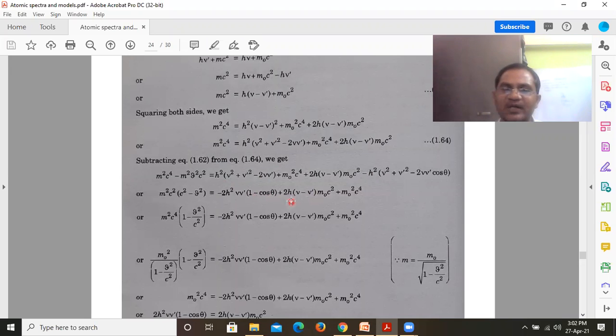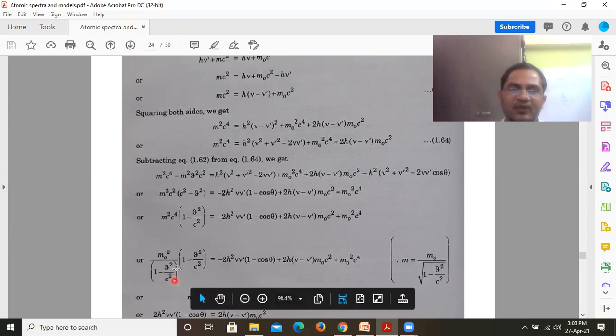Plus remaining terms: 2h(ν − ν′)m₀c² plus this term m₀²c⁴. Okay. Left hand side, m²c², again c² taken common. That's why m²c⁴ written here. Then bracket we get (1 − v²/c²) equal to RHS: −2h²νν′(1 − cosθ) + 2h(ν − ν′)m₀c² + m₀²c⁴. Okay, sir.